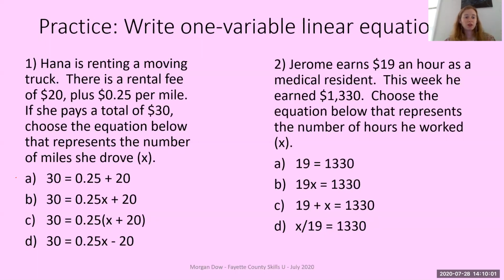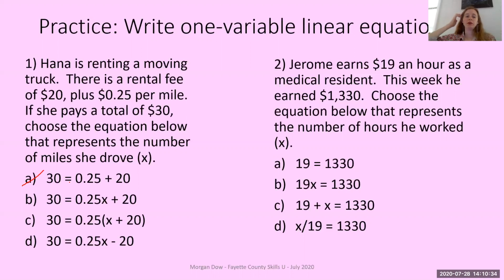So when I look down my answer choices here, choice A doesn't even include the number of miles. It doesn't include our variable X, so it definitely can't be choice A. Another way we know that is choice A isn't actually a true equation. It's saying that 30 is equal to 25 cents plus 20. 25 cents plus 20 is not equal to 30. It's equal to 20.25, right? So choice A doesn't even work as an equation.